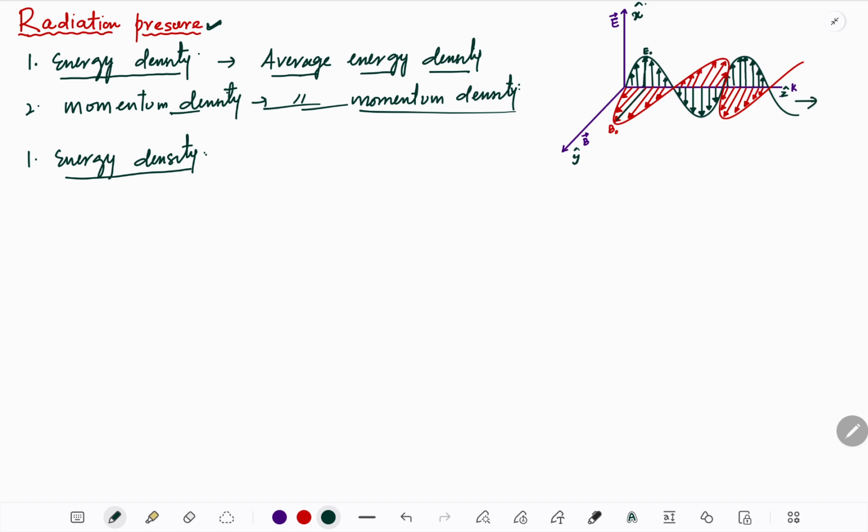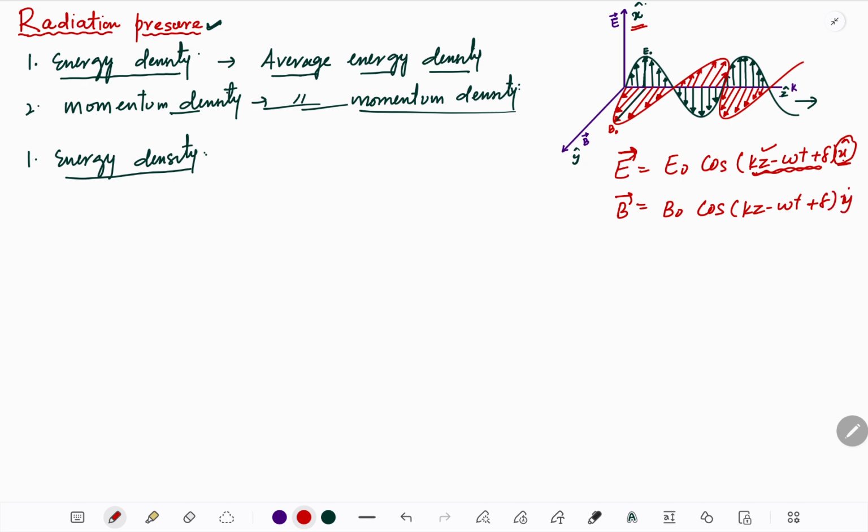This electromagnetic wave is traveling along the z-axis, so the electric field would be given by E naught cos of (kz minus omega t plus delta) x cap, because the wave is propagating along the z-axis, so this phase part gives z, and polarization is along the x-axis, meaning the electric field is oscillating along the x-axis. So the magnetic field will be given by B naught cos of (kz minus omega t plus delta) y cap. This is the magnetic field oscillation direction.